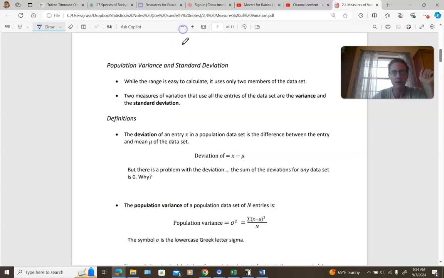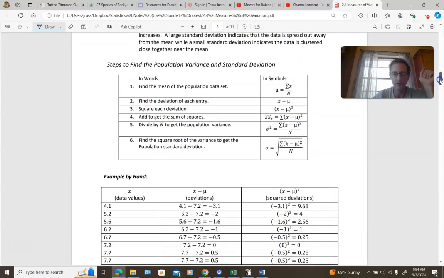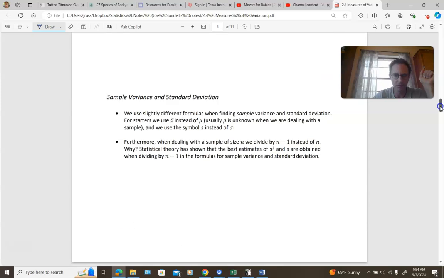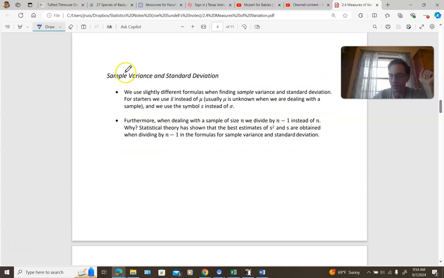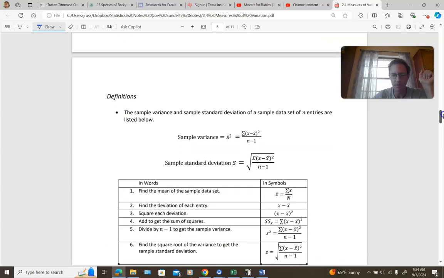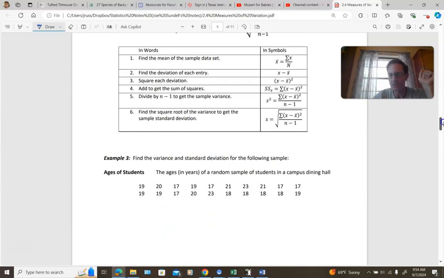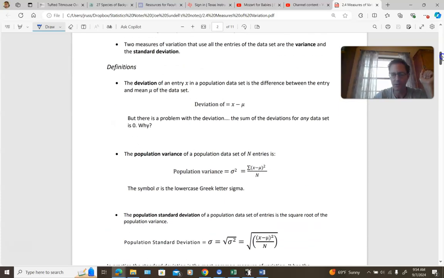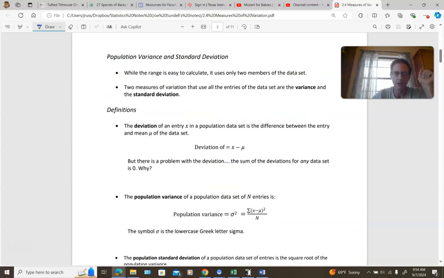Now I want to point out that I go over how to find the variance and standard deviation for both a population, and then further down for a sample. I do the same thing for a sample, and guys, it's pretty much exactly the same, as you'll see. All right, so you'll see the relationship between the variance and the standard deviation. These are very, very similar.